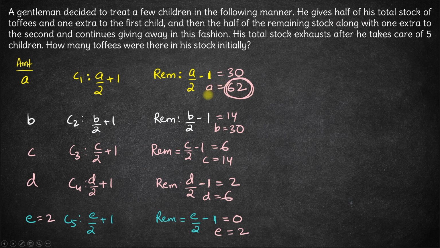So this is how you can solve this question by working from the bottom to the initial amount that he had. Since it's given that he is left with no chocolates, finally this is where we start and figure out a pattern and figure out the number of chocolates he initially had.